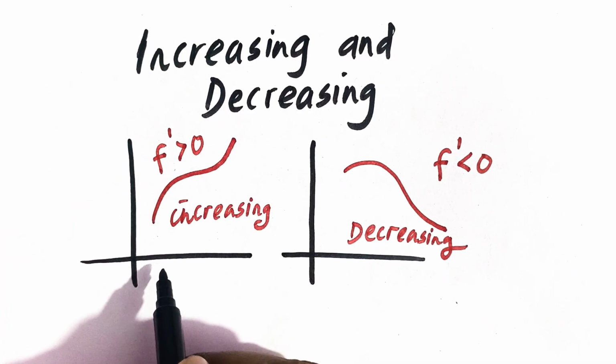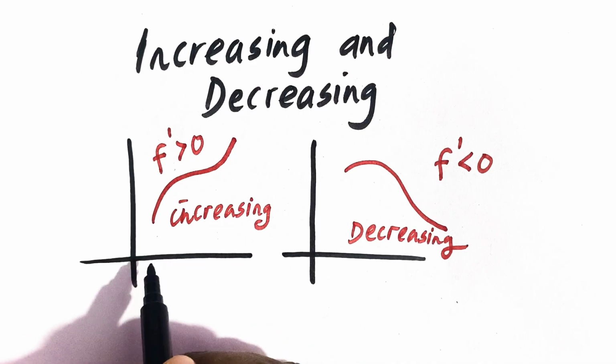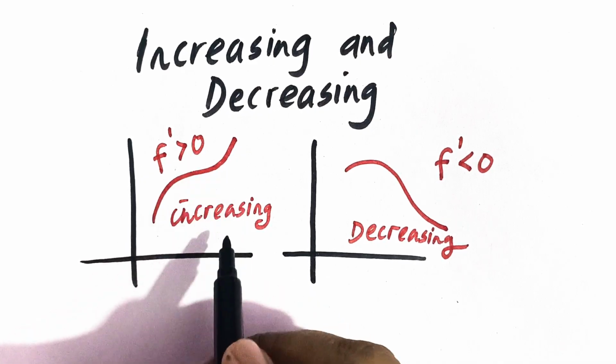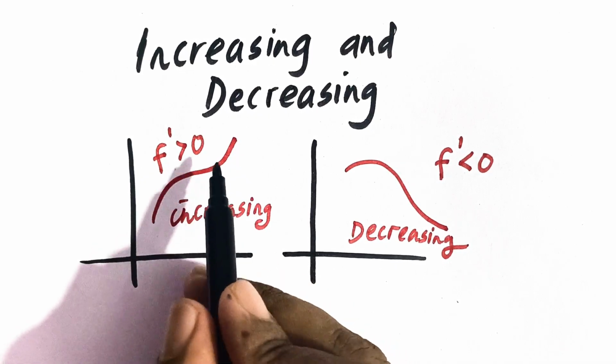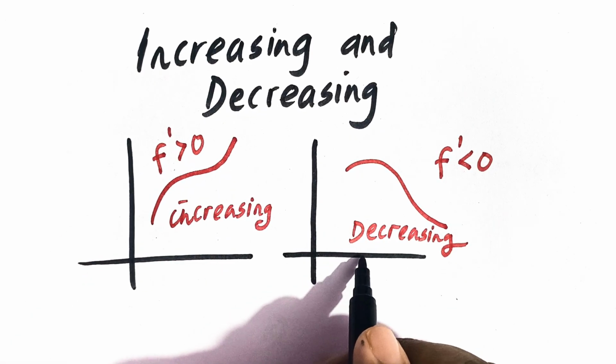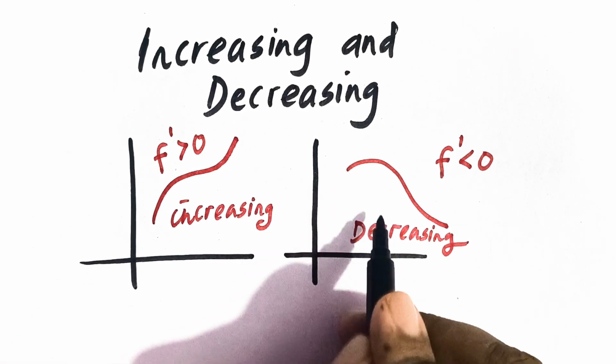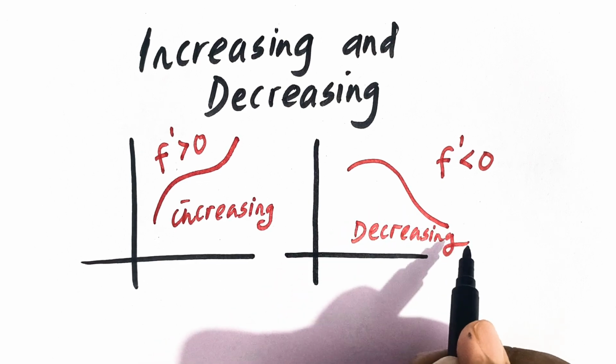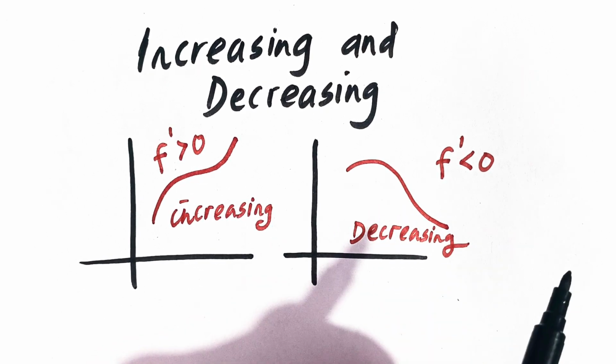Increasing means if you increase the value of x, then its functional value must grow, must increase. If that is the case, then the function increases. And if you increase the value of x and your functional value, the height, decreases, then that function is decreasing.